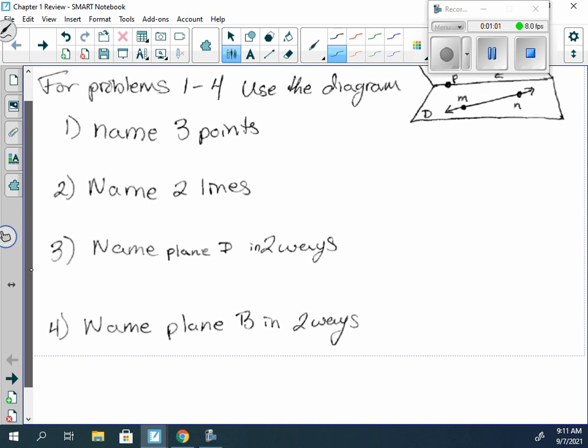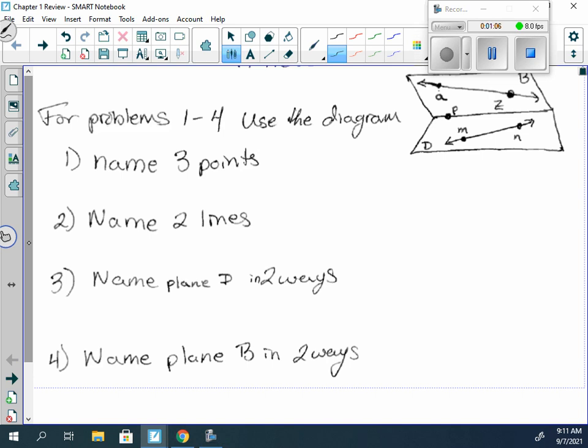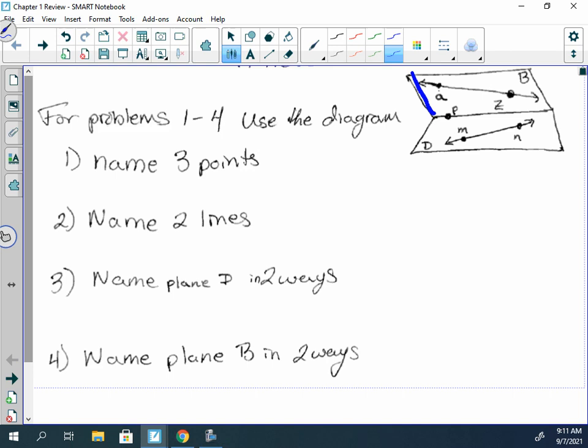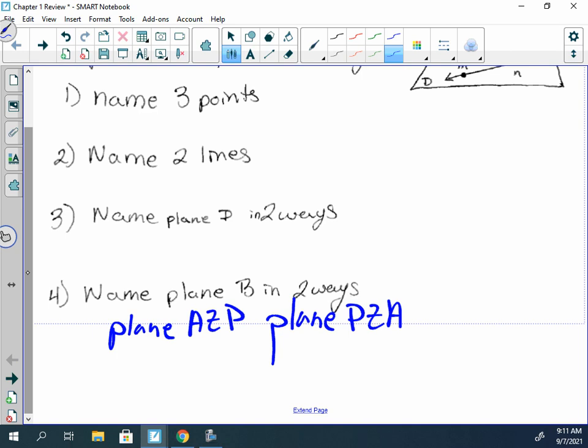Number 4. Name plane B in 2 ways. So if we look at this figure here, plane B is this plane here. And to be able to name it, we need 3 points that are on the plane. Well, the only 3 points are A, Z, and P. So we can say plane AZP, or plane PZA, or any combination of those 3 letters.